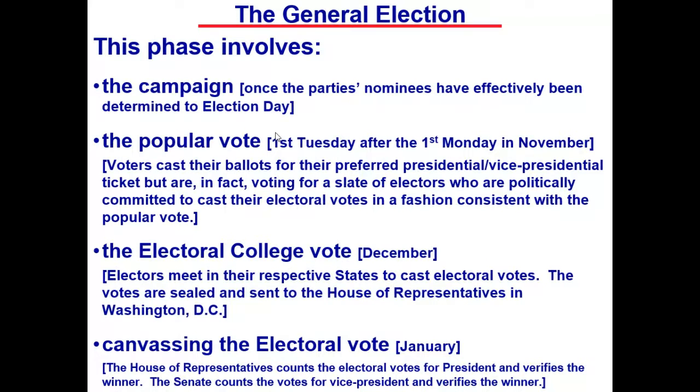But regardless of what they might think, voting for Trump Pence or Biden Harris, they're not actually casting a vote for Trump Pence. They're not actually casting a vote for Biden Harris. They're actually casting ballots for a slate of electors who are politically committed to cast their electoral votes in a fashion consistent with the popular vote in that state.